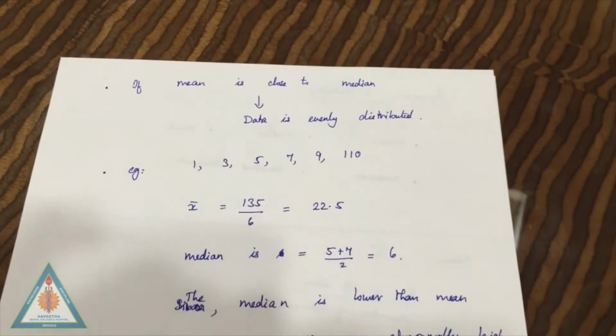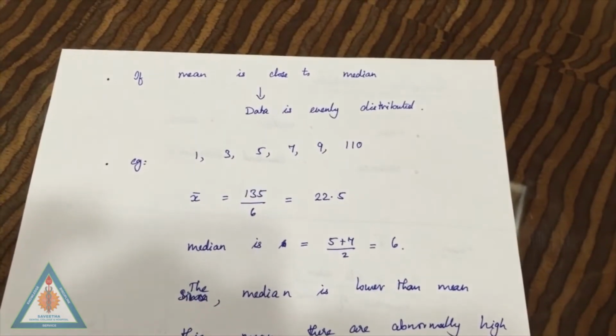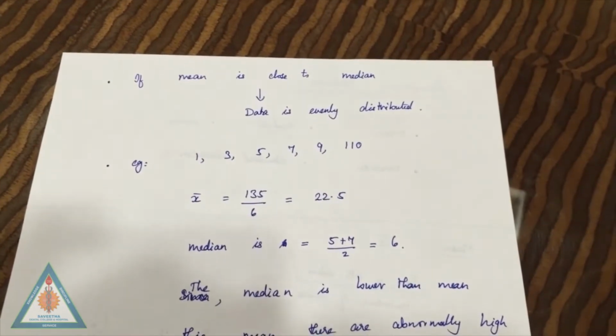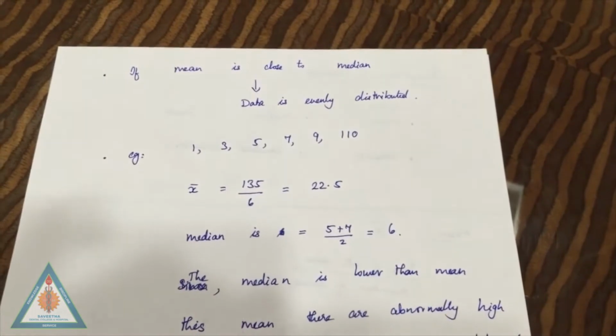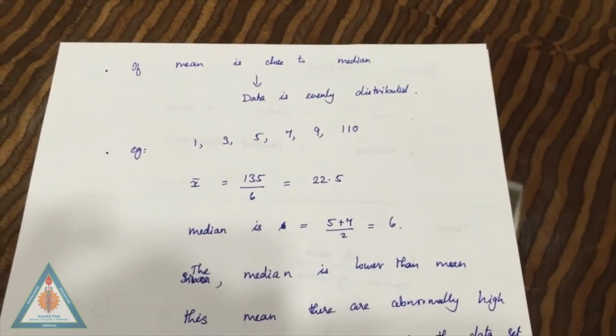Next, let us look at the relationship between mean and median. If the mean and median are very close to one another, it means that the data is evenly distributed. But if there is a significant difference between the mean and the median within a group, it means that the data is not evenly distributed.